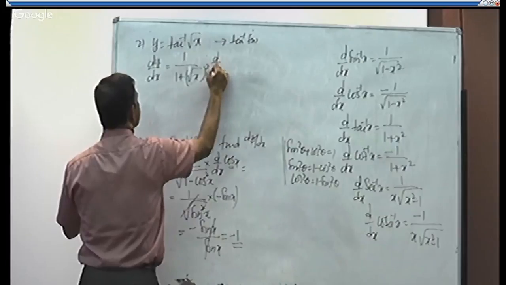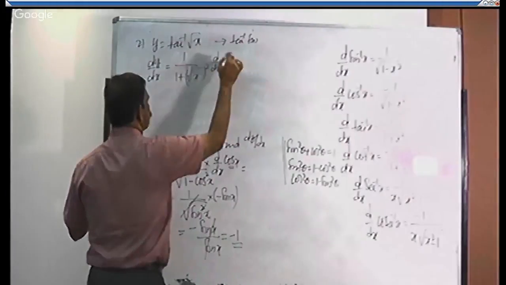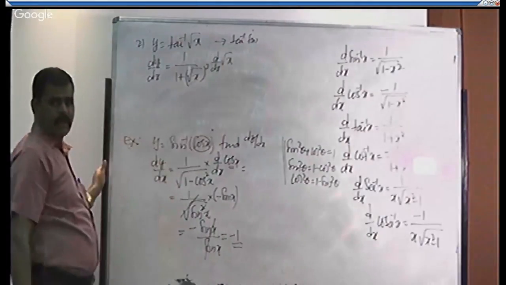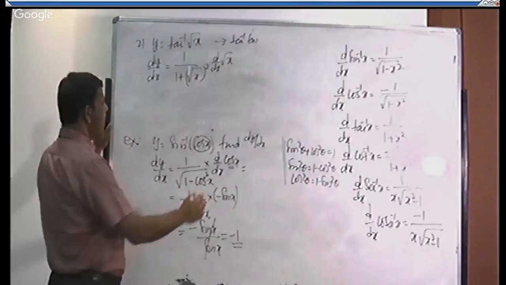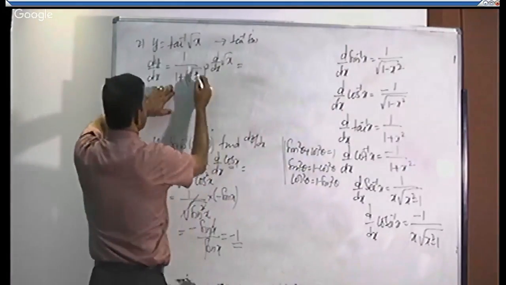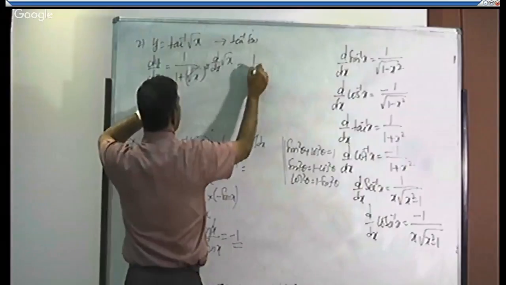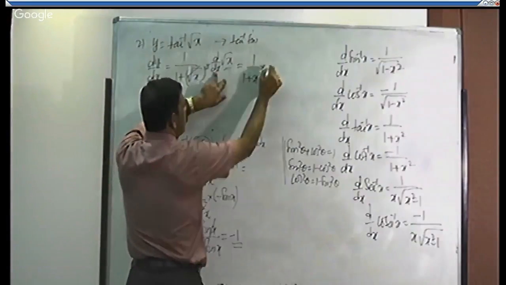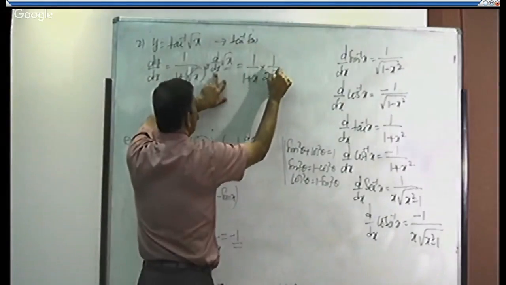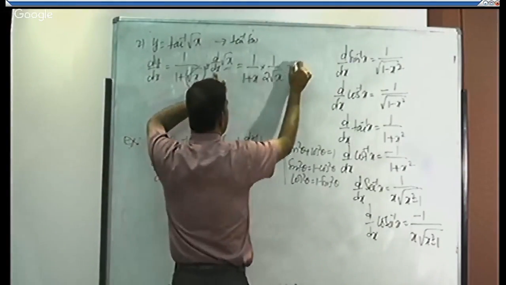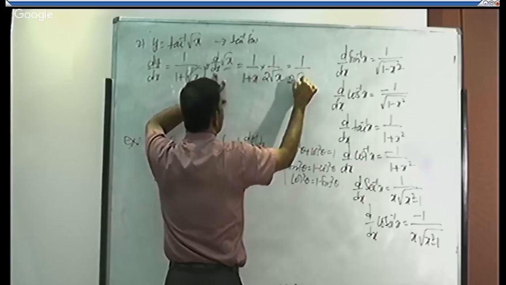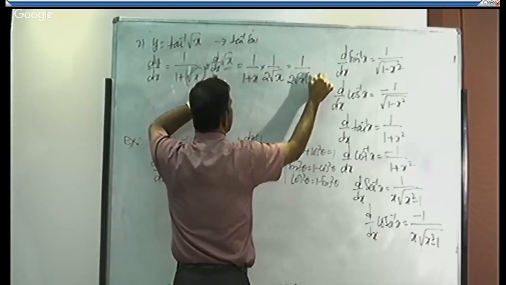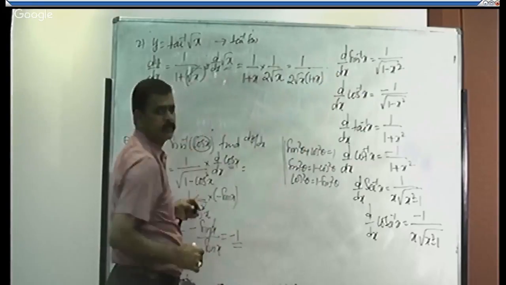Into d by dx of root x. This is square root cancelled. 1 by 1 plus x into differentiation of root x. It is 1 divided by 2 root of x. So finally, it is 1 by root x into 1 plus x. Right?